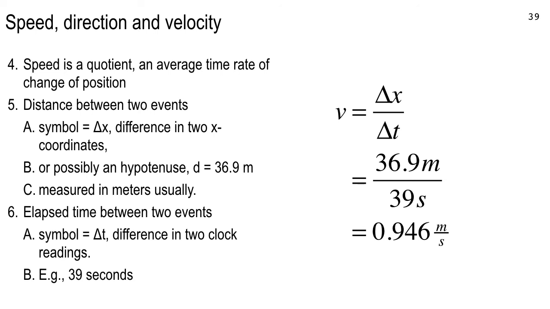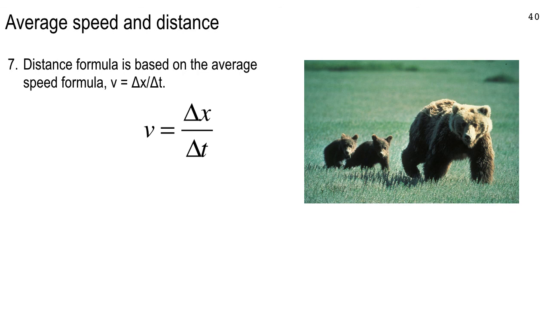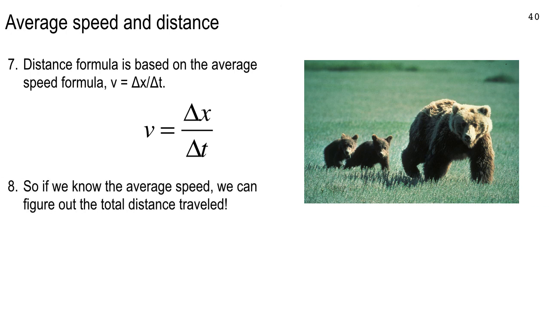Now the distance formula is based on the speed quotient. Speed formula, delta x over delta t. There it is again, v equals delta x over delta t. Now, if you cross multiply, you'll get delta x by itself. And so if you know the average speed, you can figure out the total distance. Delta x equals v delta t. And that's just the first equation cross multiplied: get delta t from the bottom and cross it over to the left side, and you've got v delta t, and then delta x by itself. So that's the total distance traveled.